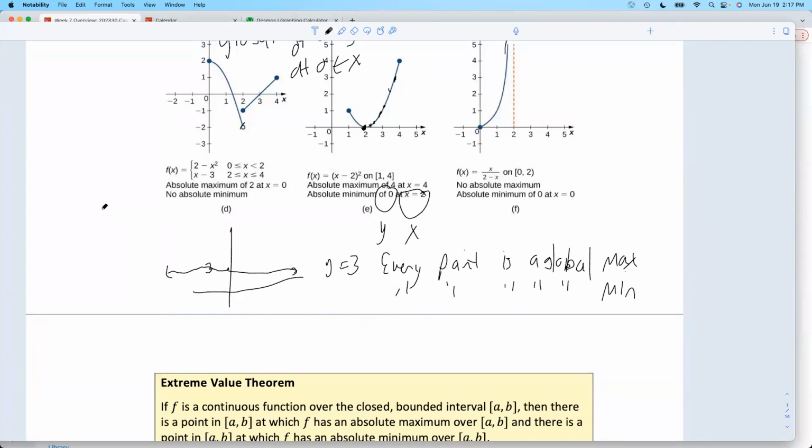If I had a graph that looked like this with an open circle and an open circle, this guy has no globals at all, max or min. That wants to be the lowest point, but there's nothing there. That wants to be the highest point, but there's nothing there. Okay, that's a good place to stop here.